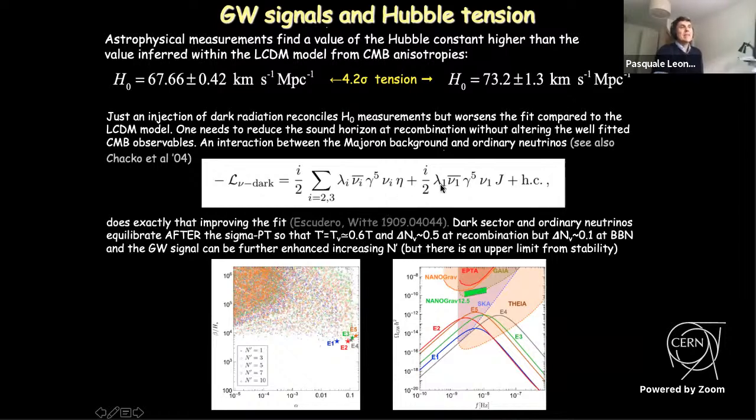Now, even the neutrinos are modified. The ordinary neutrino becomes colder than in the standard scenario because they thermalize together with the dark sector. And you can increase also the number N prime without having too big an extra radiation. The problem is that if you go beyond 10, you get in trouble with the stability of the potential. So as I told you, this upper bound counts.